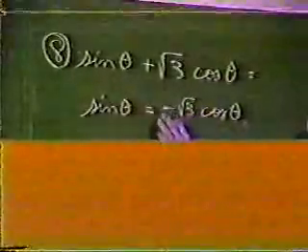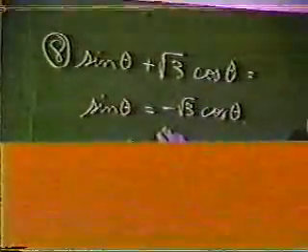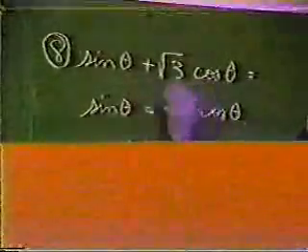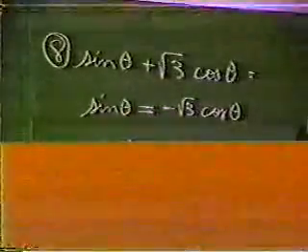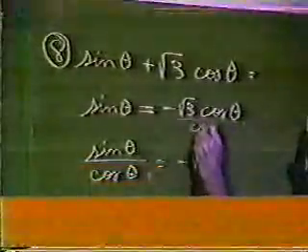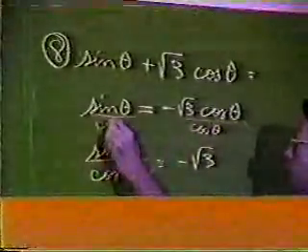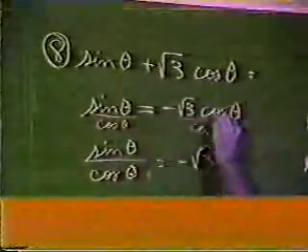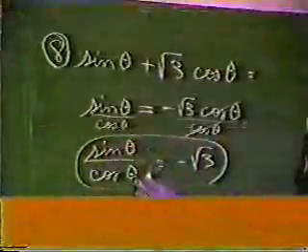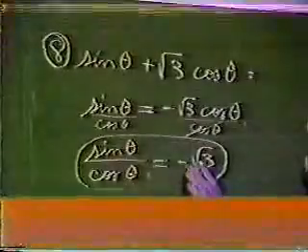Here is usually the method to use. Not always. I'll show you the next example where there's another method to use. But usually this is the method when you have single powers of different trig functions. We put one on one side and one on the other side. And then we use some kind of algebra. What we're going to do this time is divide both sides by the cosine of theta. And that divides out. And if you look at the next line, you have then the sine of theta over the cosine of theta is equal to minus the square root of 3.